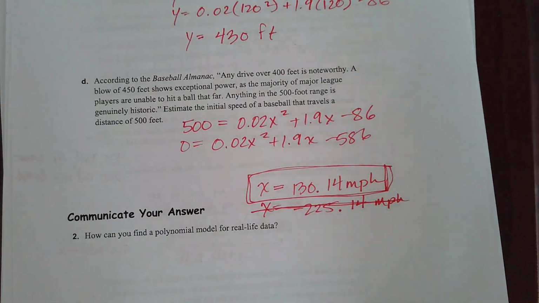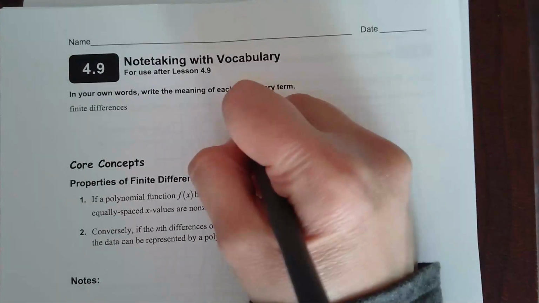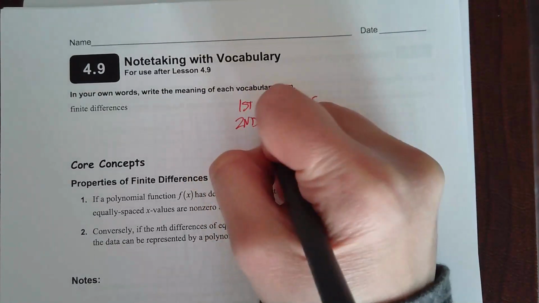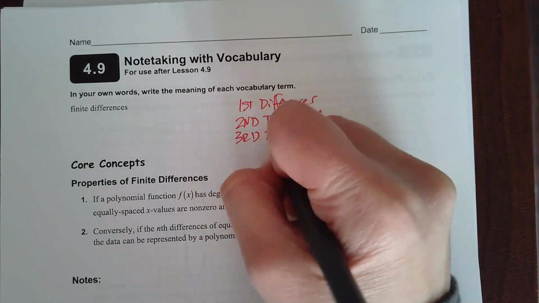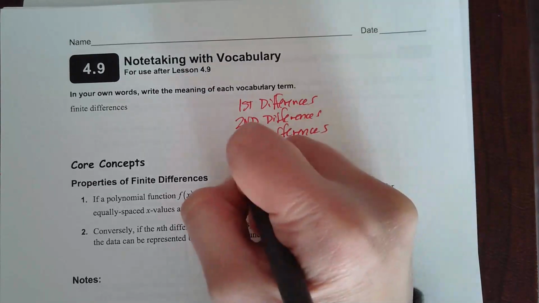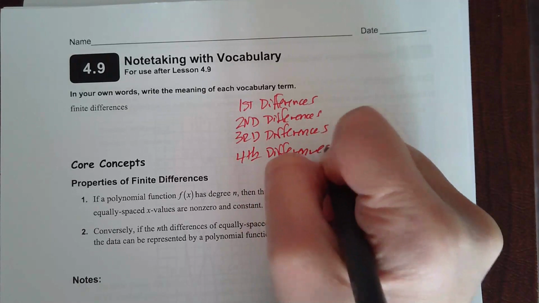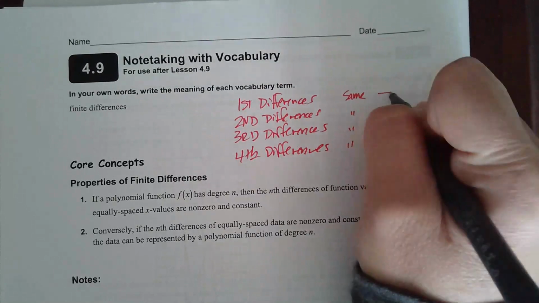The idea here is making sure you understand. So we did the quadratic one, right? So now what I want to do is extend our understanding of what we call finite differences. So I just wrote down first differences, second, third, we're going to do a fourth, and then when they're the same, what kind of result do I get?